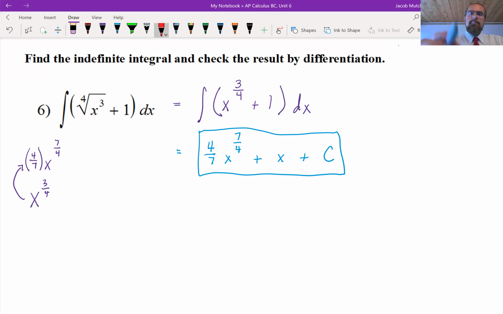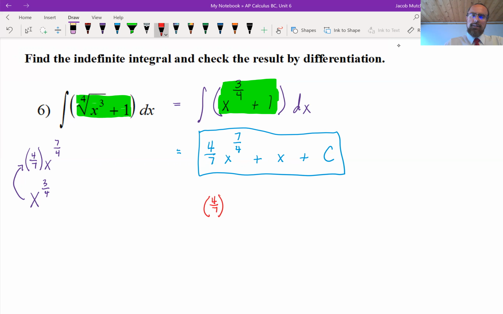Just like with our first example, we want to check by differentiating to see if I can get back to my original integrand. So I'm going to highlight the original. We'll see it in this format where the root is written as a rational exponent. So let's differentiate here. This is going to be 4/7 times the old power as a coefficient, so 7/4. And you can see why we needed that 4/7. It cancels out.